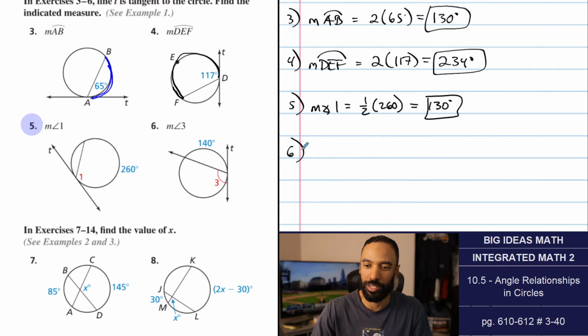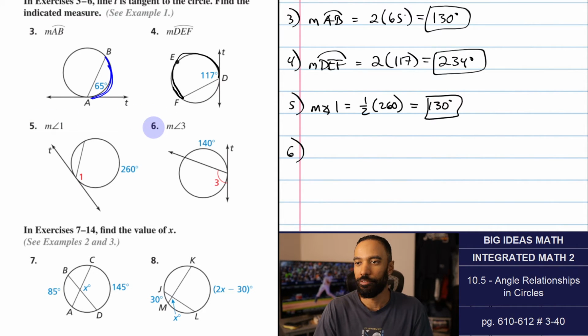Number 6, measure of angle 3. So you have two different options here.